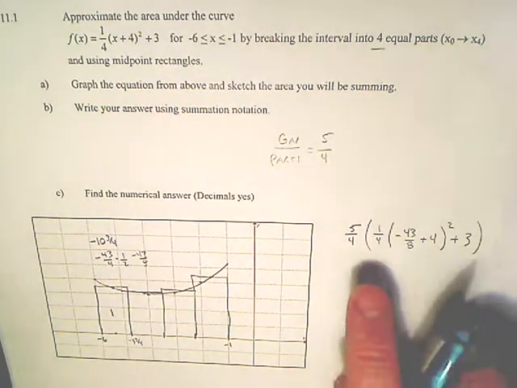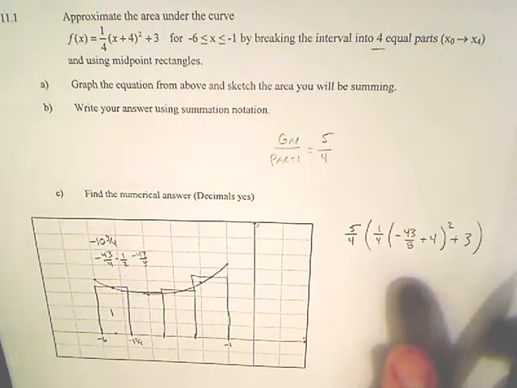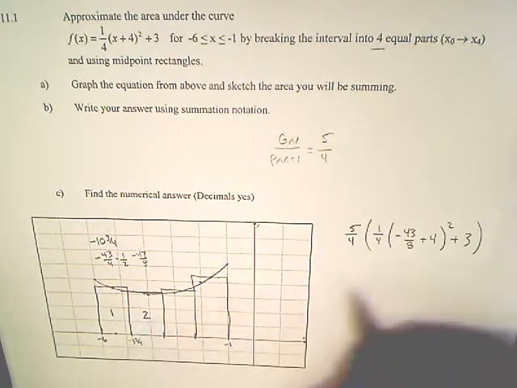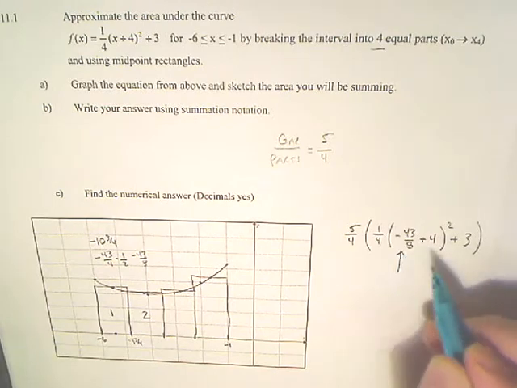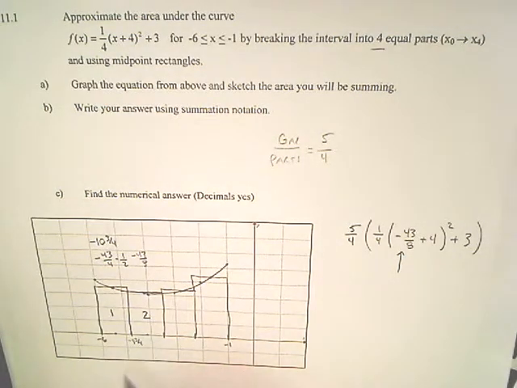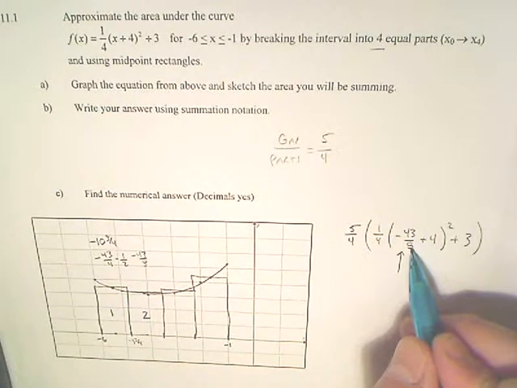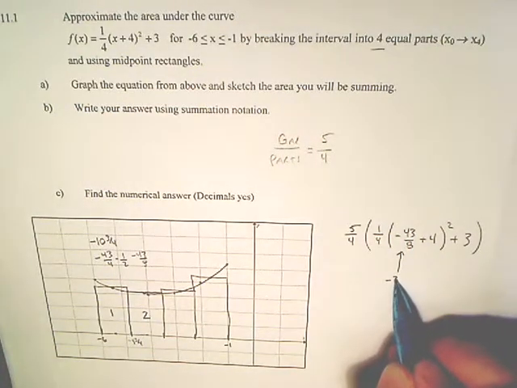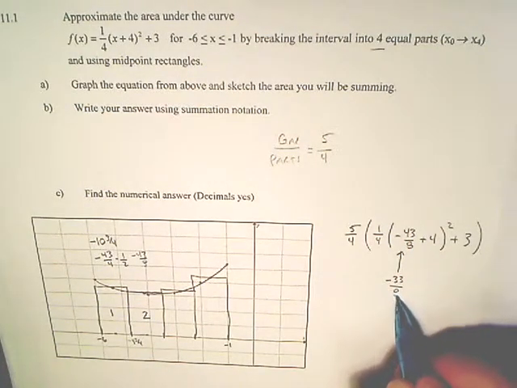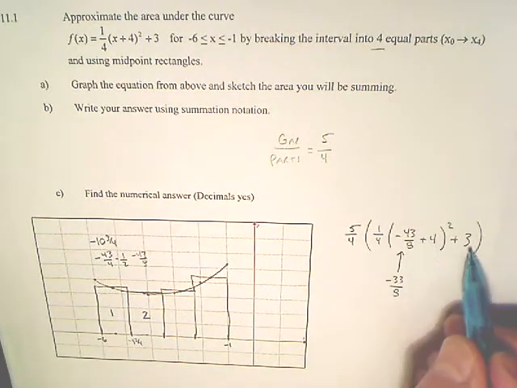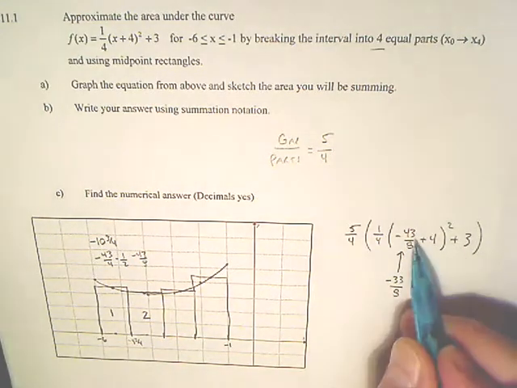Now, you could do this for all 4 rectangles. To get rectangle number 2, you would simply just need to figure out the midpoint of rectangle number 2, which is 5/4 away from this guy. If I add 5/4 to -43/8, I would get negative 33/8. I would write this exact same equation for rectangle number 2, and I would put negative 33/8 in this location.